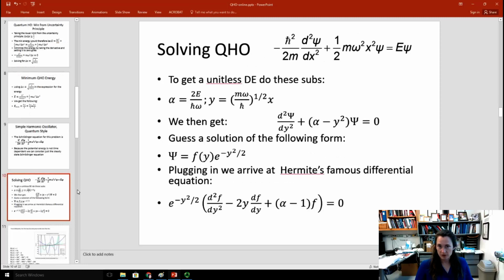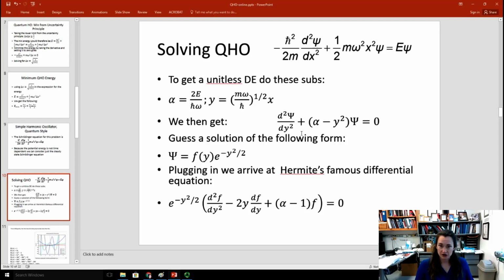Now solving the quantum harmonic oscillator problem is a little bit too involved for this simple online lecture. But suffice it to say that what you have to do is some substitutions to get a unitless differential equation. So you solve for alpha is 2E over h bar omega, and you switch variables to y, and y is going to be the square root of m omega over h bar times x. Okay? When you do your change of variables, you get the second order derivative of your wave function with respect to y plus alpha minus y squared times your wave function again is equal to 0.